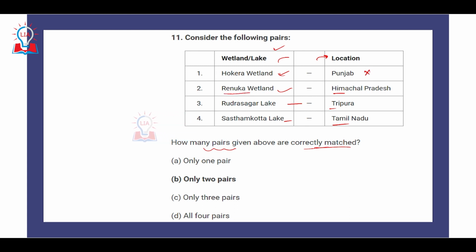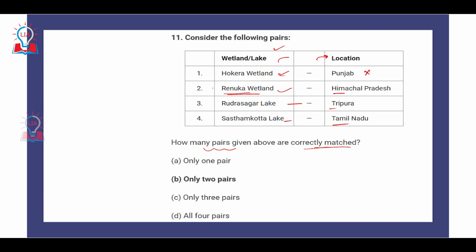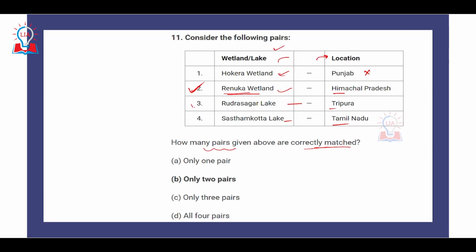Second, the match is the Renuka wetland, that is in Himachal Pradesh. So if you look at the map, here is where the Renuka wetland is situated, and the Renuka wetland is in Himachal Pradesh indeed. That means the second statement is correct. Third, we have Rudrasagar lake. This is also correct because Rudrasagar lake is a very important Ramsar site situated in the state of Tripura. That means the third is correct.